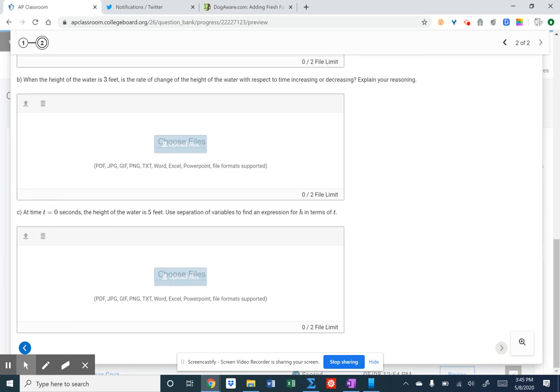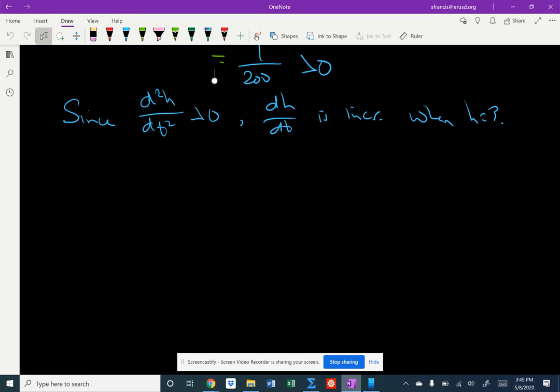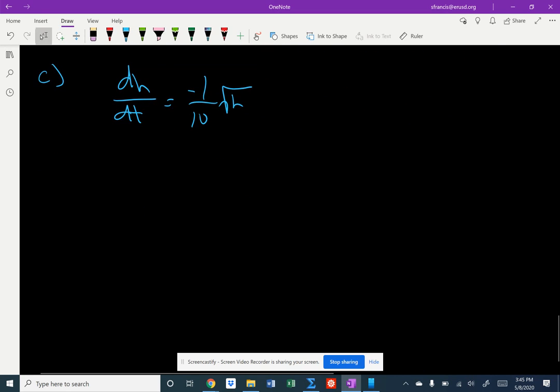Part C says at t equals 0, the height of the water is 5. Use separation of variables to find an expression for h in terms of t. So let's see. dh over dt is negative 1/10 square root of h. And so when we separate the variables here, the negative 1/10 can go wherever you want it to go. So you're going to have 1 over the square root of h times dh is equal to negative 1/10 dt, and then we'll integrate.